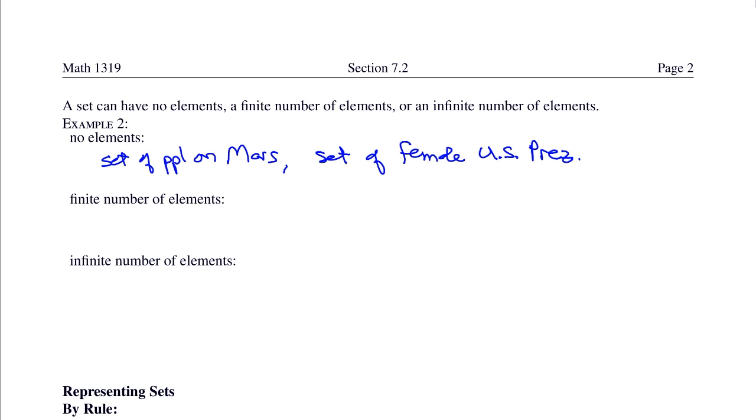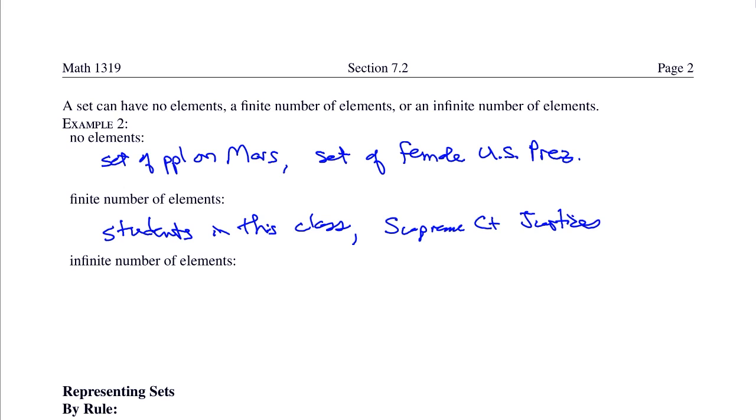What's an example of a set that has a finite number of elements? Finite means limited. Think opposite of infinite. Infinite is unlimited. Finite would be limited. Students in this class. Yeah, we could create a set of each and every one of you, and that's finite because there's only like 20 of you. Supreme Court justices. U.S. Supreme Court justices, yeah, even more specific. Okay, those are good sets.